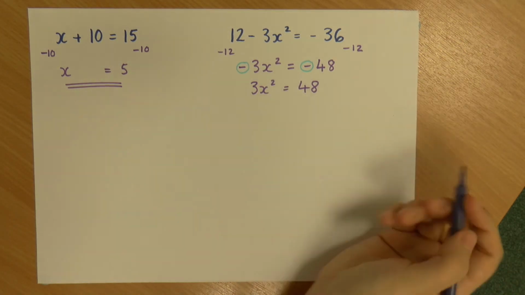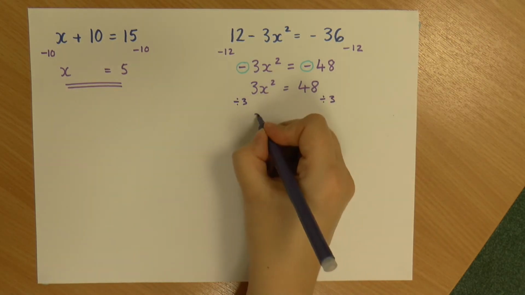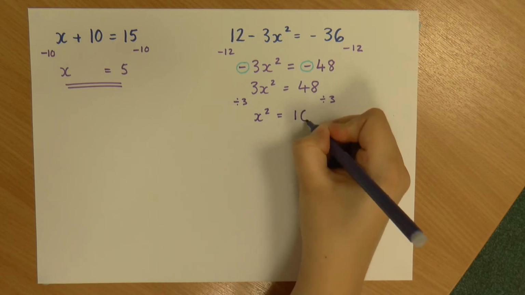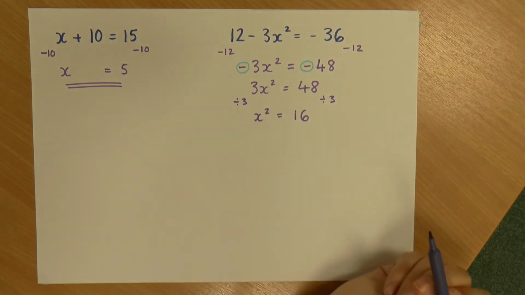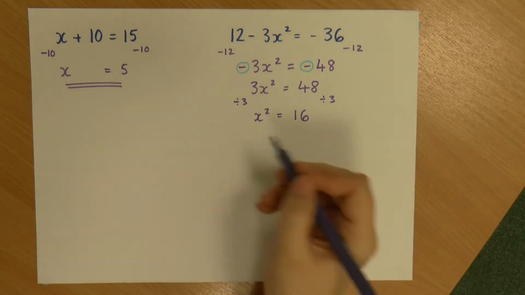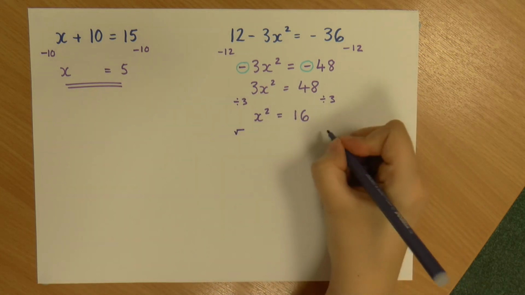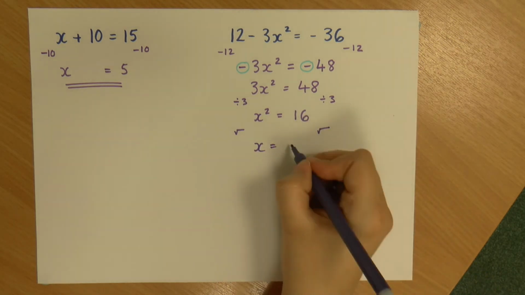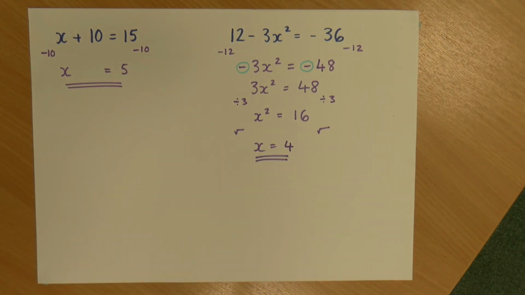So I want that x on its own, so I'm going to divide by 3 on both sides. That gives me x squared on the left and 48 divided by 3 on the right, which is 16. I divide by 3 because this is 3 times x squared. So now I've got x squared on its own and 16 on the right. So I want to square root everything because x is squared. So square root both sides, which gives me x is equal to the square root of 16, which is 4. And I have solved that one for x as well.